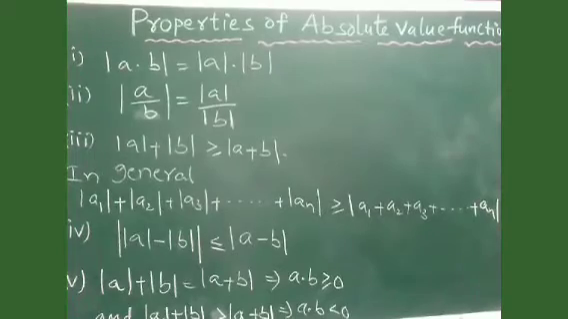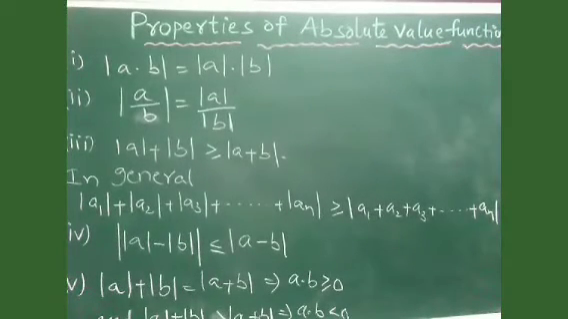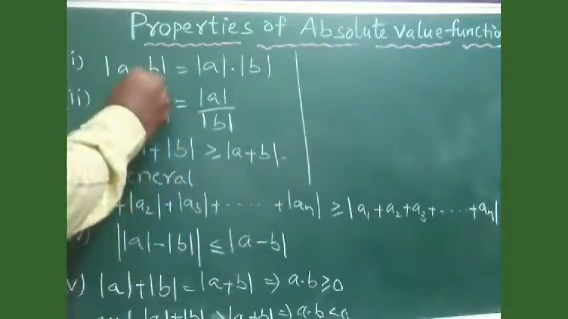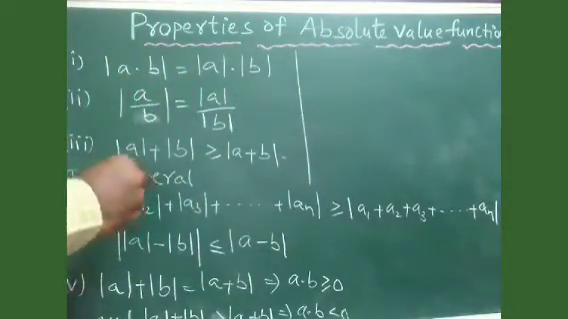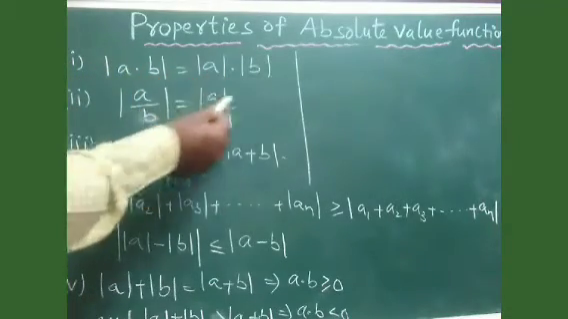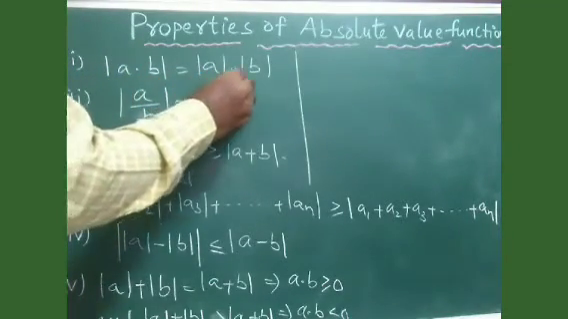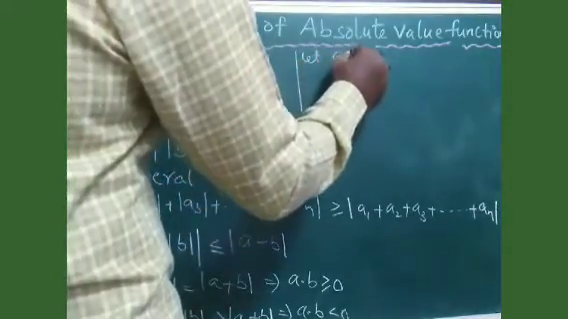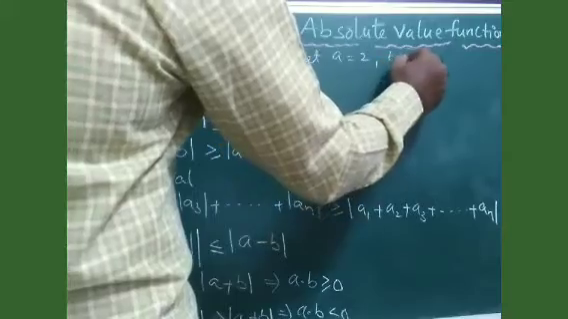Okay. Now, just by considering some example values for A and B, we can prove all these properties in a simple manner. For example, to prove the first property, that is modulus of A into B equals modulus of A into modulus of B, let me consider A equals 2 and B equals 3.